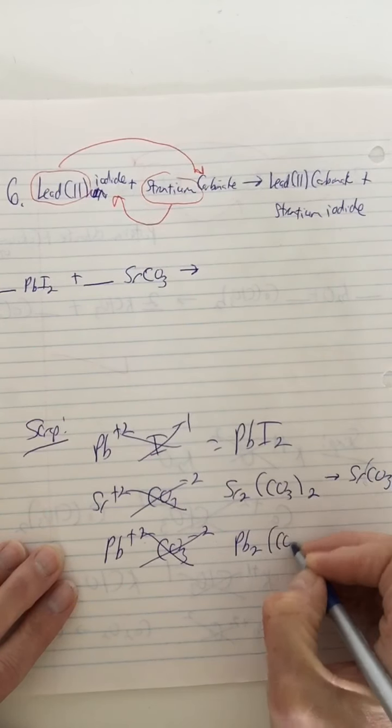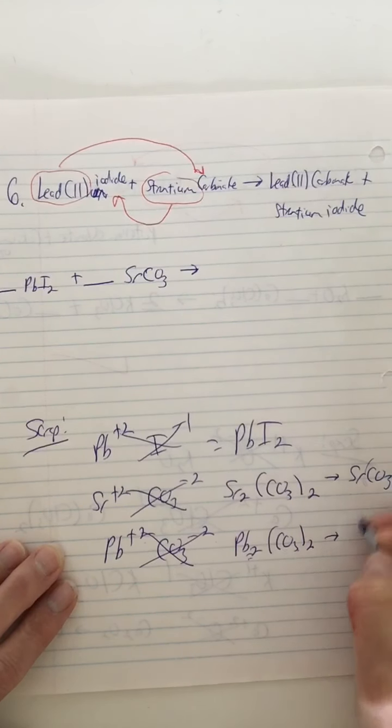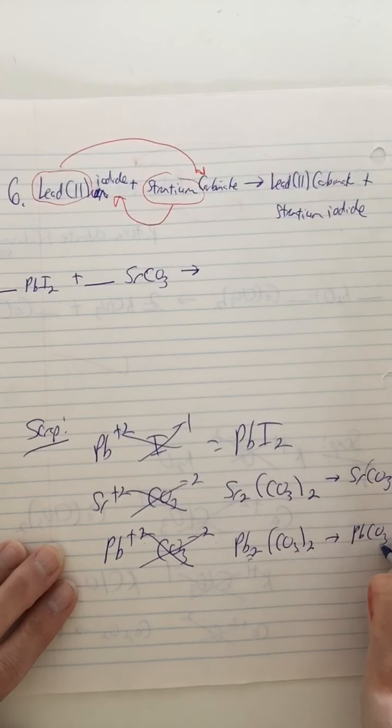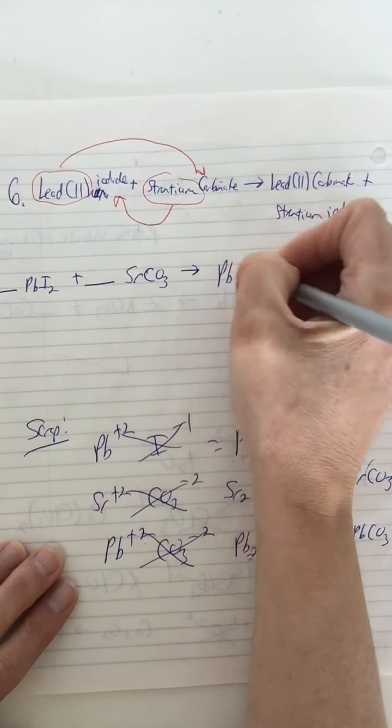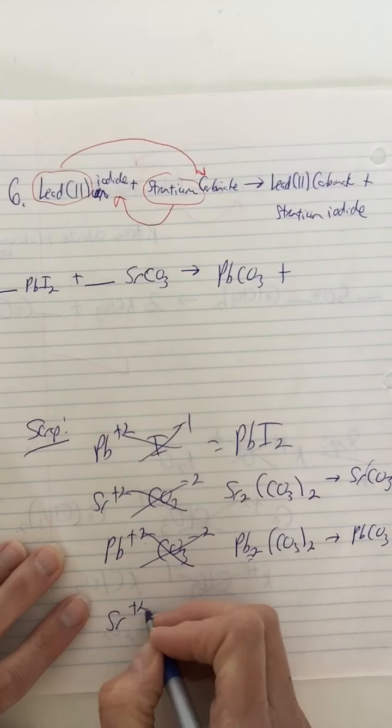Pb2(CO3)2. But again, we've got 2 of each. We've got to reduce that to PbCO3. PbCO3. Plus strontium iodide. Well, strontium is Sr2+.